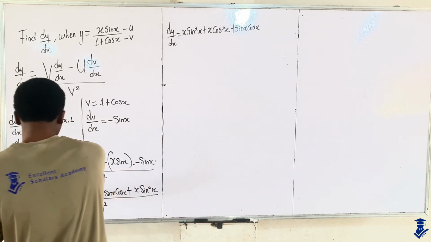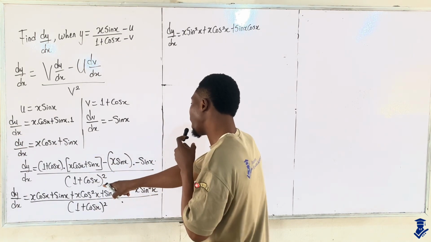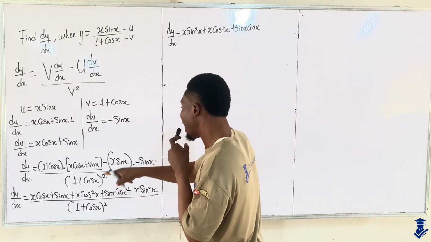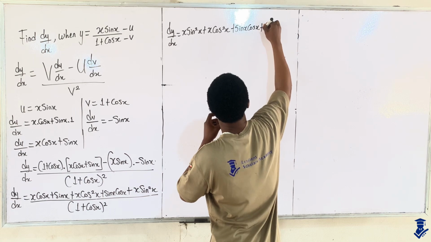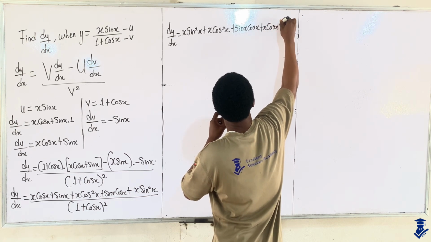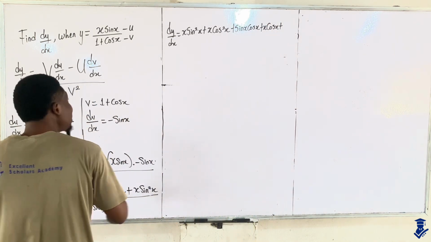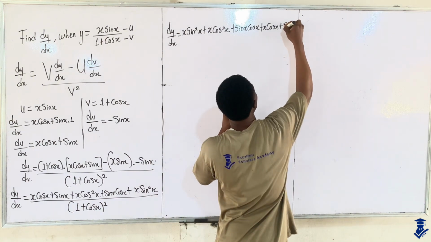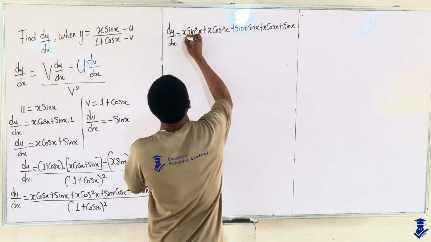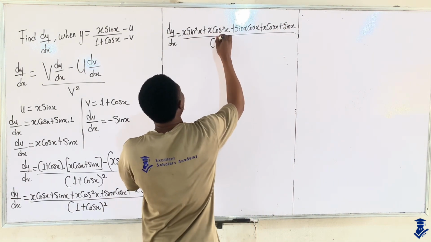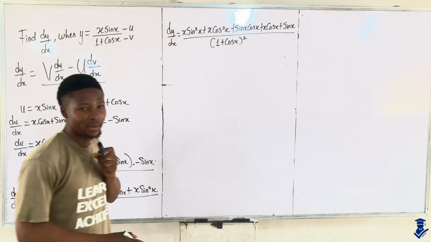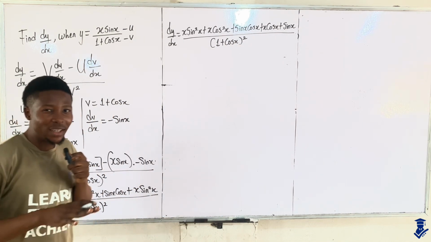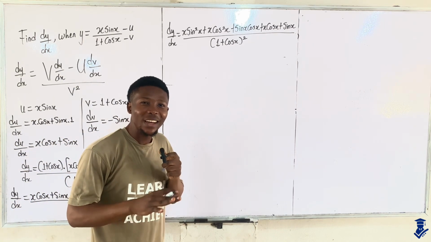All right. The next one we have what? We have x cos x. All right. We have x cos x. So it's going to be plus x cos x plus. Now the next one we have what? Sine x. All right. Sine x over what? 1 plus cos x all squared. Now just take it easy.